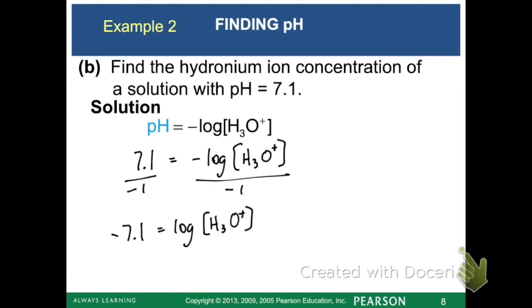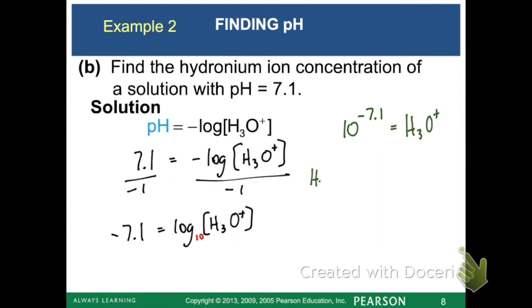Now anytime we're solving for something that's inside of the log, so it's in the argument of the log, we're going to need to change forms. So right now we're in log form. We're going to change it to exponential form. First of all, we need to figure out what our base is. Since there isn't a base written, we know that that's going to be 10. So to write it in exponential form, we take that base of 10 and our exponent, which is negative 7.1, and set it equal to the argument.